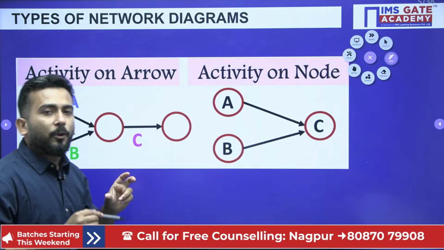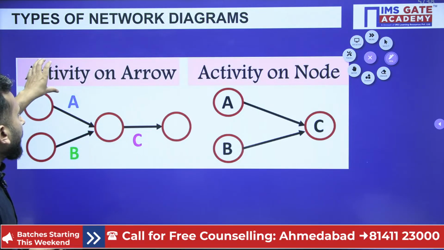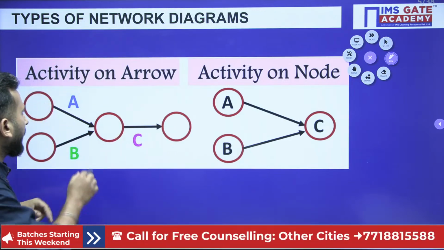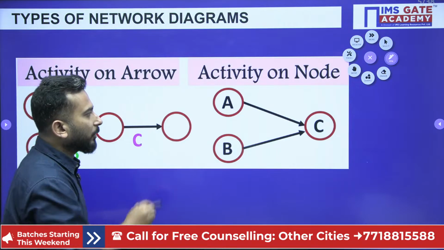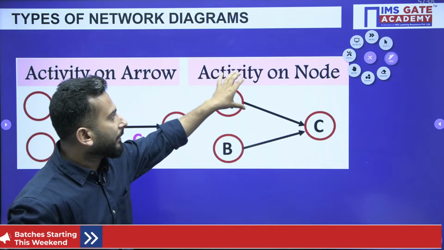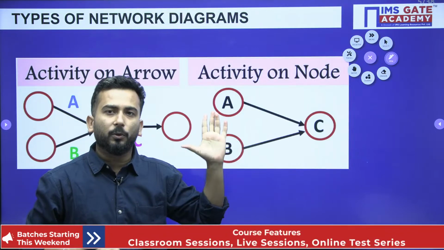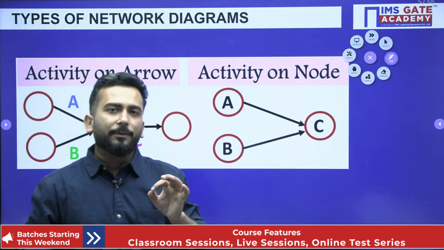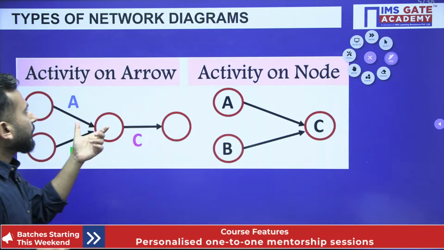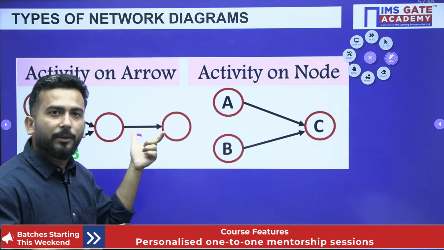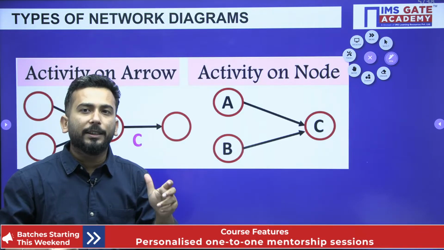My dear friends, for drawing a network diagram, there are two ways. First, I can represent activity on arrow, where you can see that A is an activity represented on an arrow, C is represented on an arrow. And the second method is activity on node, where A is represented on a node, B is represented on a node. As far as your exam GATE is concerned, 99% of the times you will have the freedom to use activity on arrow. This is mostly used, right?